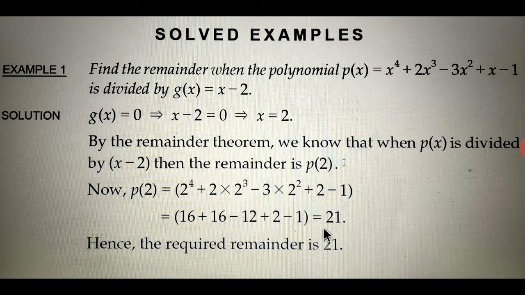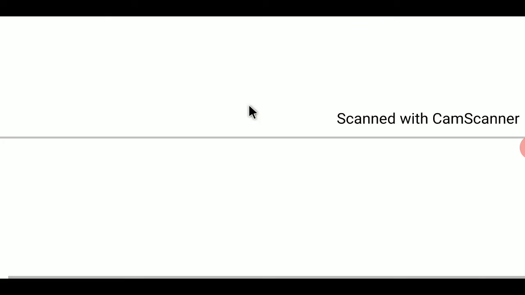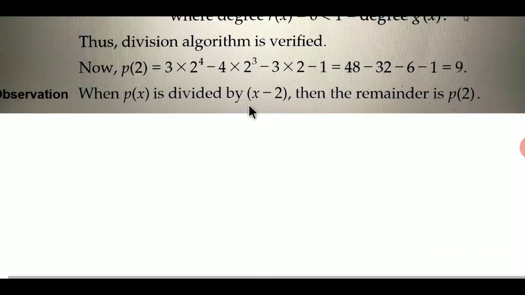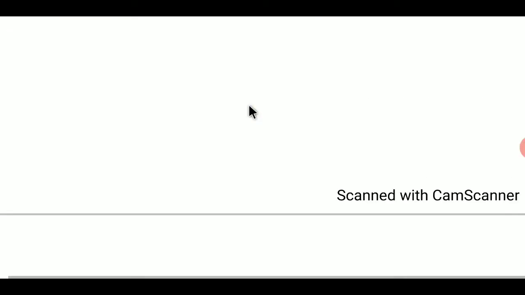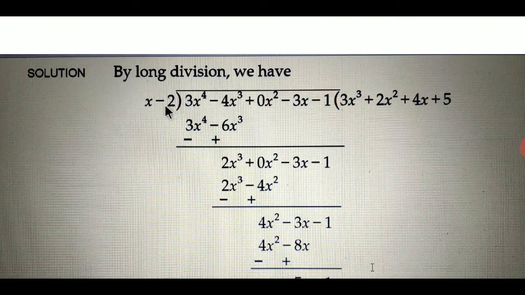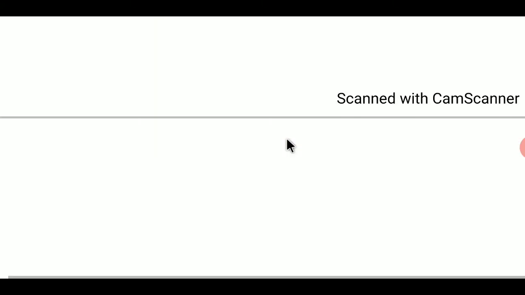So this is the remainder. You can check it by using the division method. Just divide this polynomial by this polynomial, just like this example, you can divide p(x) by g(x) and you will get your answer.